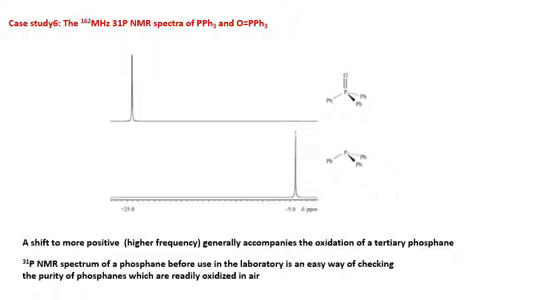Coming to case study 6, this is a very easy example. Again I have taken a 31P NMR spectrum to explain the chemical changes of these two molecules: triphenylphosphine, PPh3, and its oxidation product, triphenylphosphine oxide. This 31P NMR is taken at around 162 megahertz radio frequency. For the PPh3 molecule, you will get an NMR signal around -5 ppm. But when the molecule is oxidized to phosphine oxide, the phosphorus NMR signal is shifted very far downfield.